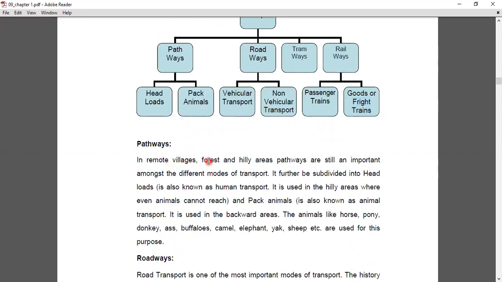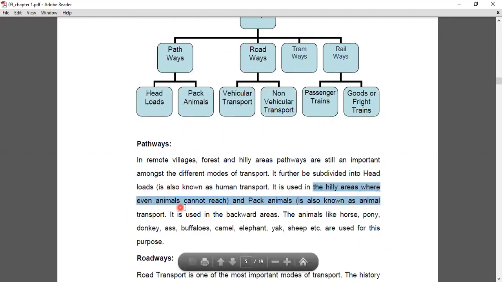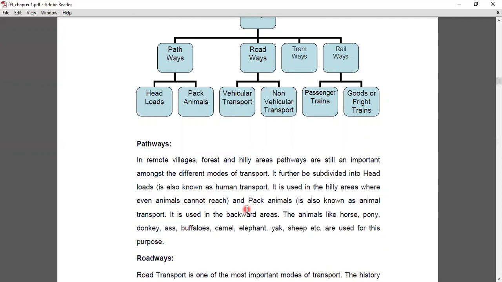In remote villages, forest and hilly areas, pathways are still important among the different modes of transport. It can be further subdivided into headloads, known as human transport. It is used in hilly areas where even animals cannot reach, and pack animals, also known as animal transport. In hilly regions, in the local language, it's called the pithu. In that particular case, humans carry another human to commute from one place to another.